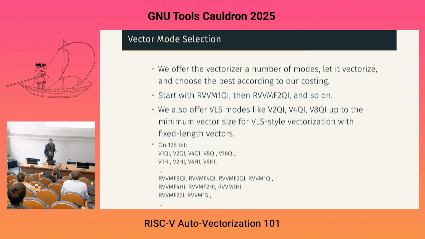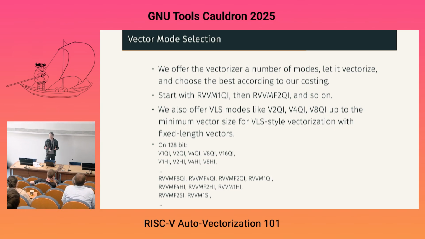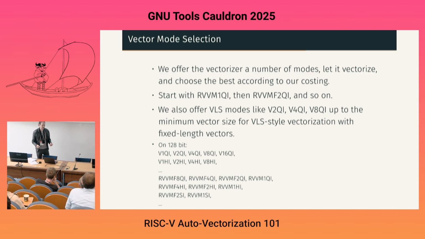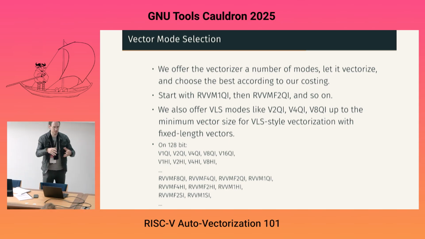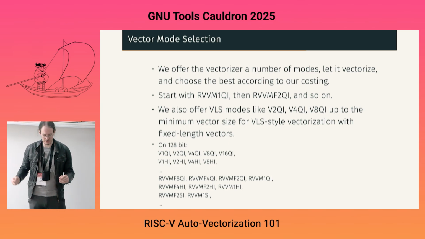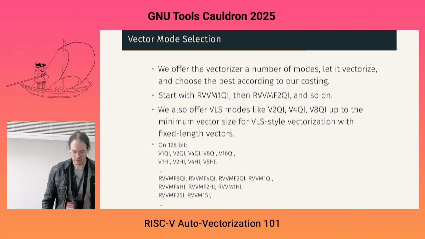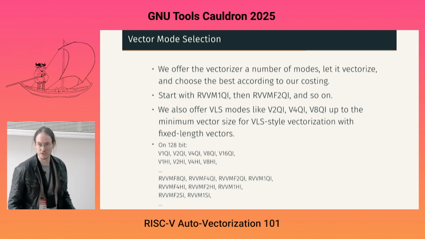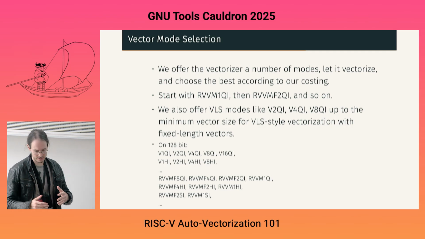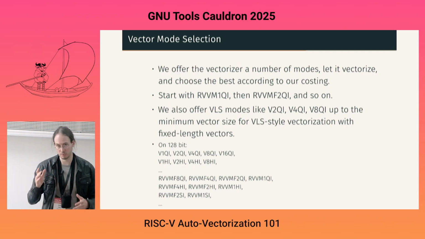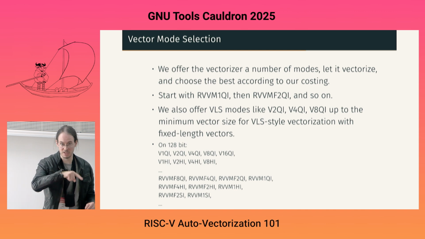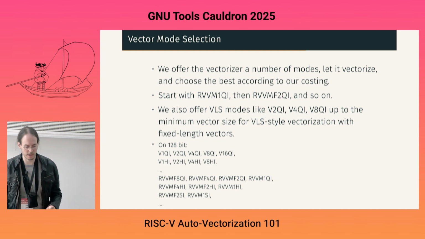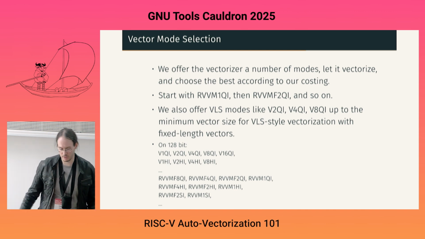Okay, so a quick note on the vector mode selection. For a VLS architecture, it's pretty simple to choose a vector mode because there's only one you can choose. You have a fixed vector length, you have a type, and there's one mode that fits. For us, it's not that simple. So like AArch64, we give the vectorizer a number of modes that could possibly work, let it vectorize, and then get back to us via a costing hook and decide which one is best. That's how it's usually done.